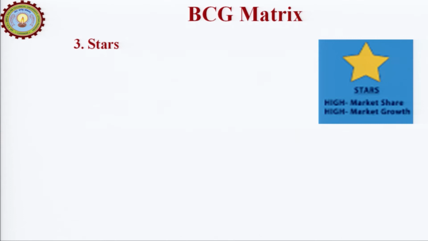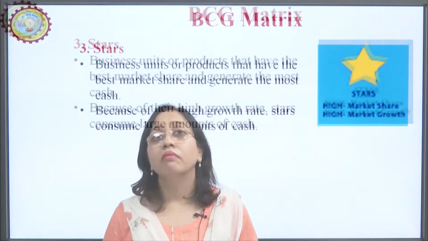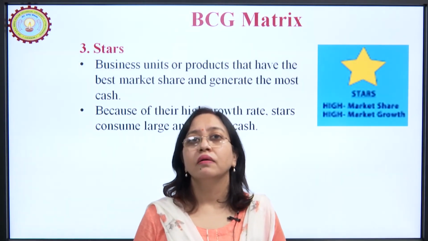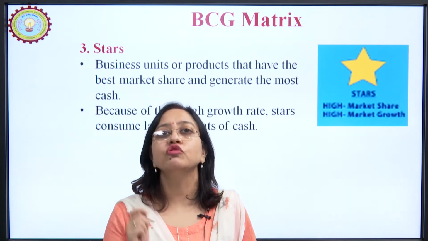The third is stars, and you can see that stars are businesses with high market share and high market growth. Now, these are businesses or business units or products that have the best market share and generate the most cash, right. So, they are generating the maximum amount of cash, but then why do we call the other businesses cash cows, which we discussed earlier than this? The reason is that stars consume also a large amount of cash.